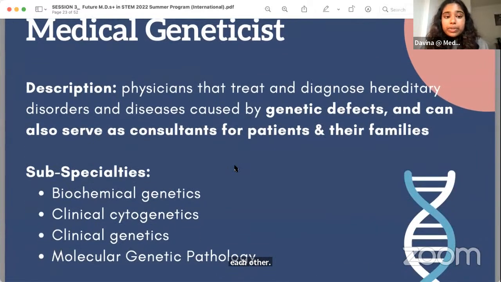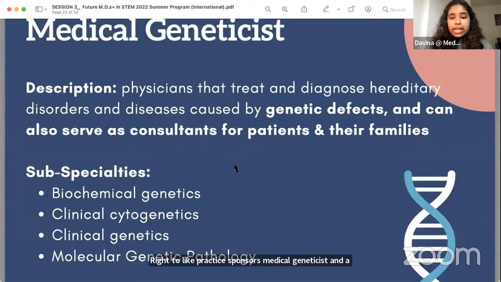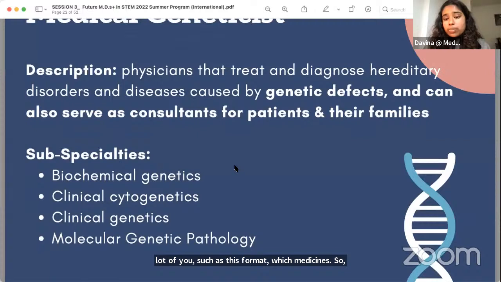All right, so the correct response was medical geneticists, and a lot of you said geneticists or medical geneticists, so great job. Again, they're just providing consultations for patients and their families. Perhaps patients come in with their families and their families have questions or concerns about genetic conditions. Perhaps they want to know if they're carriers for certain diseases or anything like that. So that's why this is an important field, because we want to figure out what might be hereditary and what might not be. Some subspecialties in this field include biochemical genetics, clinical cytogenetics, clinical genetics, and maybe even molecular genetic pathology.